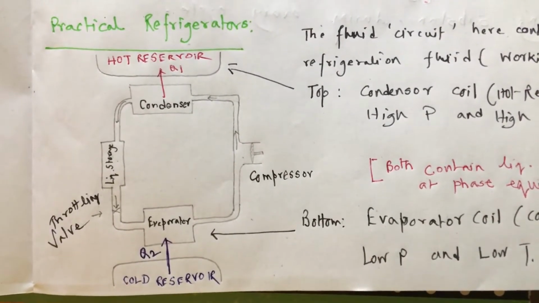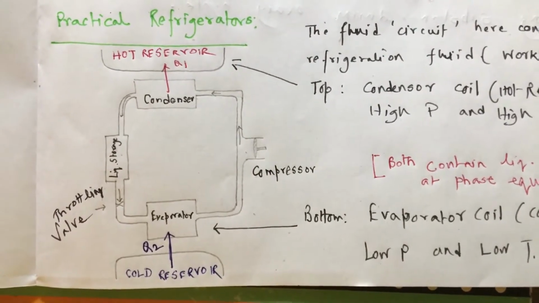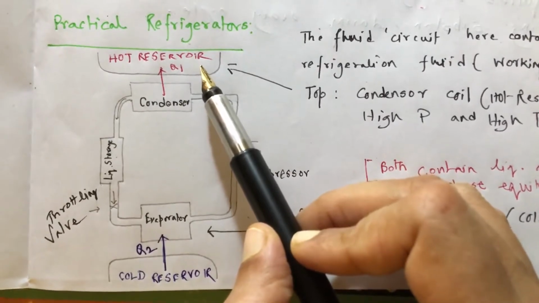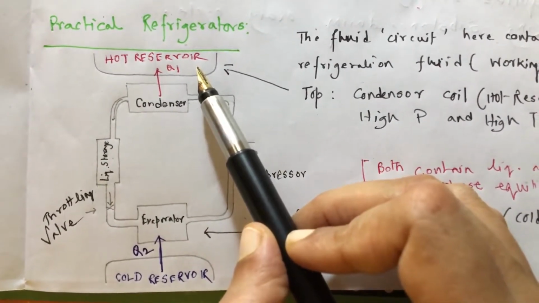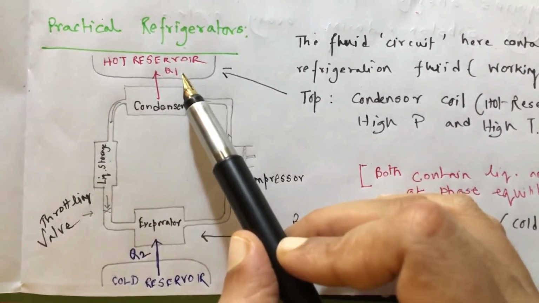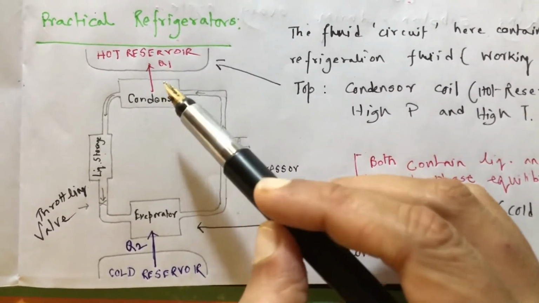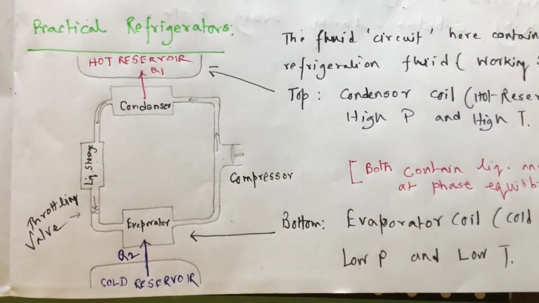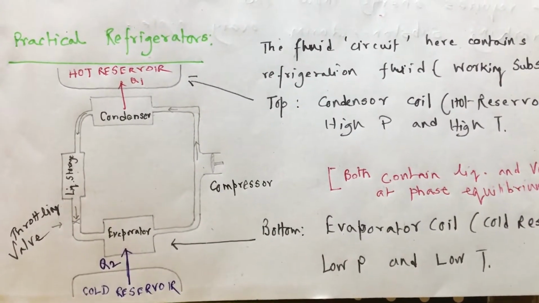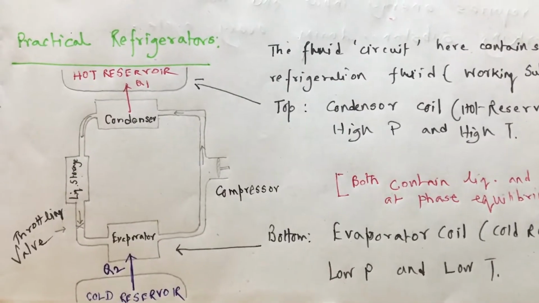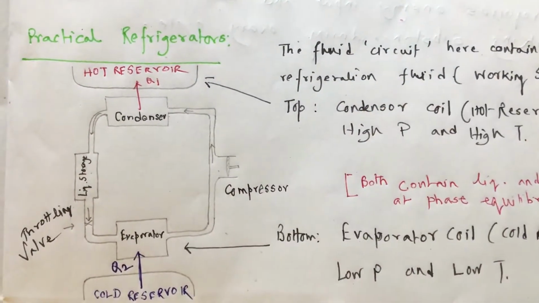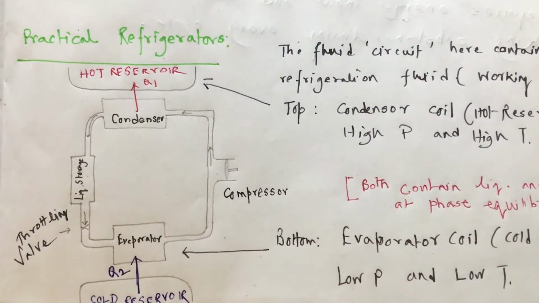রেফ্রিজারেন্টটাকে আমরা ওয়ার্কিং সাবস্টেন্স হিসাবে বলতে পারি। Now on top একটা condenser coil থাকে। A condenser coil is serving as a hot reservoir which is kept at temperature T1. এটা হচ্ছে একটা কোল্ড রিজার্ভার এখানে একটা evaporator coil থাকে which is kept at low pressure and low temperature, আর hot reservoir temperature এবং pressure দুটোই higher হয় than this cold reservoir.